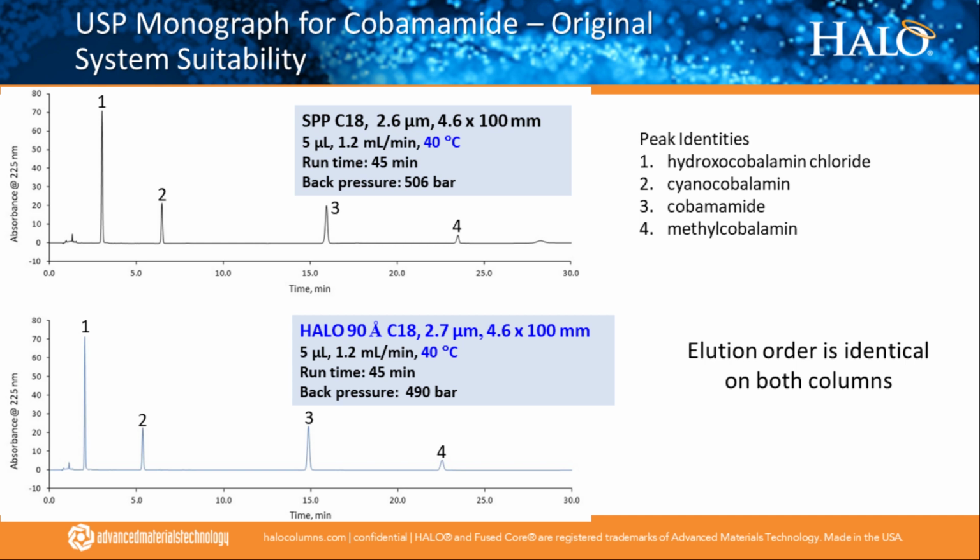Here we're showing the system suitability. So the peak identities and elution order are identical on both columns, both the original monograph column shown on the top and the Halo column shown on the bottom.